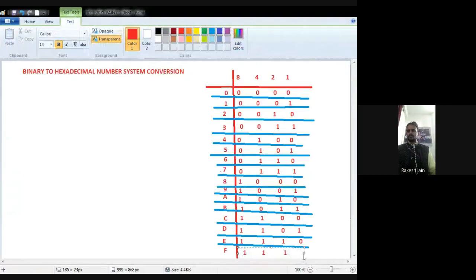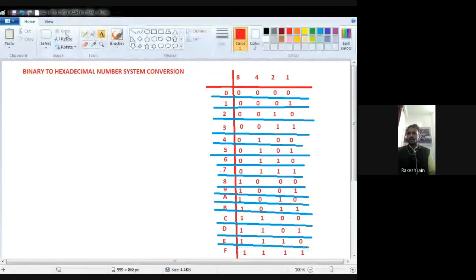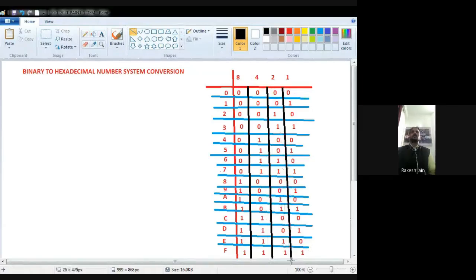15. So all the 8, 4, 2 and 1. Okay. So this is a table with the help of which we can convert any hexadecimal number into binary and any binary number into hexadecimal number very easily.